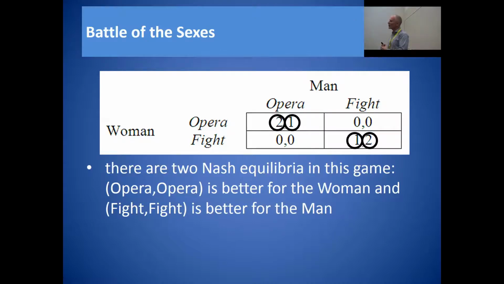Okay? But you look at these 2 outcomes. There are 2 Nash equilibria. One where they both go to the opera. One where they both go to the prize fight. But is either more likely? Is either more plausible? When they both go to the opera, the woman is better off. She gets her most preferred outcome. When they both go to the prize fight, the man is better off. He gets his most preferred outcome. But if we look at it, there's no reason to suppose that either of those outcomes are more likely.